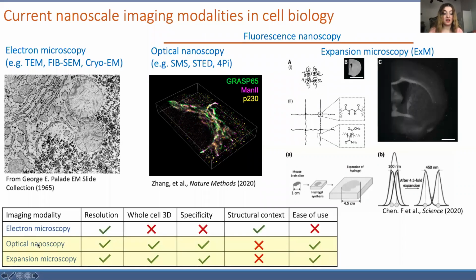However, fluorescence microscopy, as I mentioned earlier, does not achieve structural context imaging. And this is an issue. So what are the obstacles that exist to overcome this limitation?